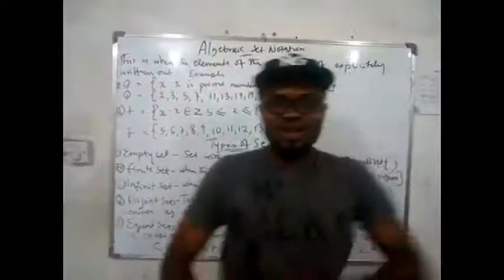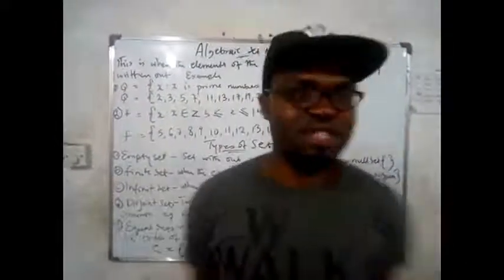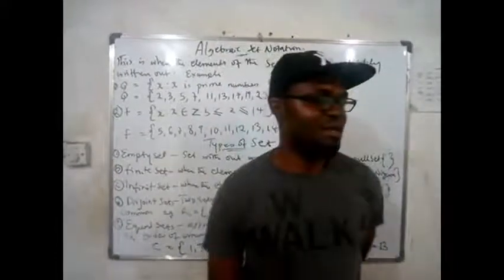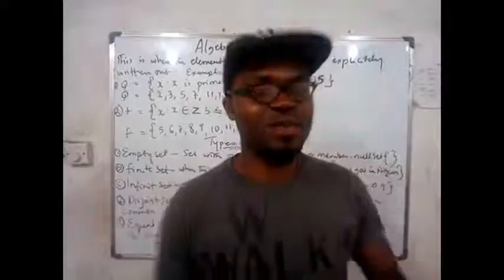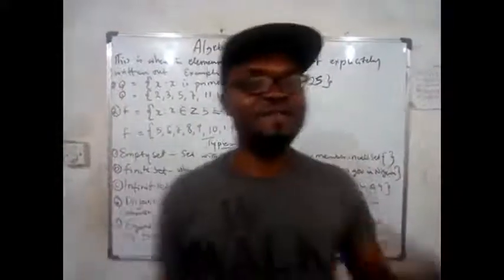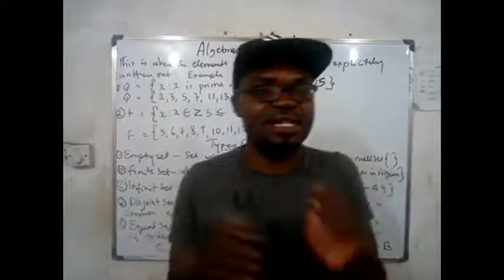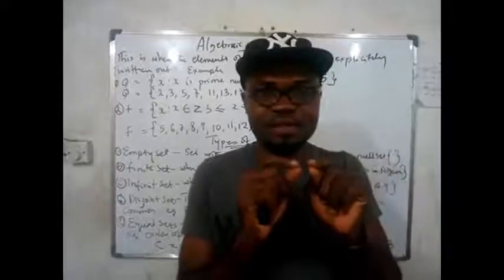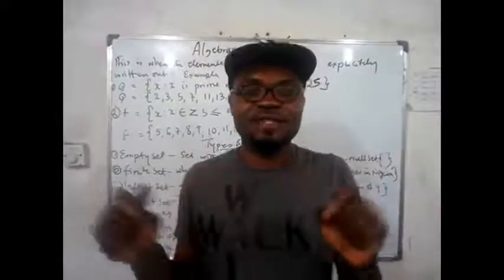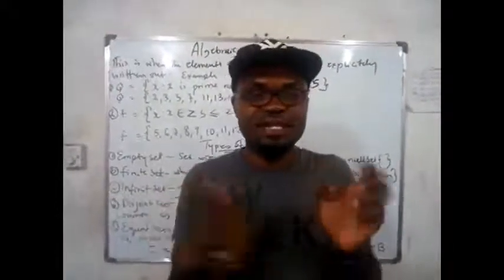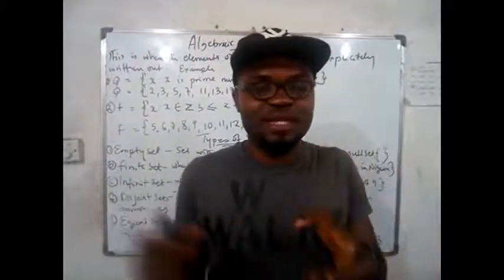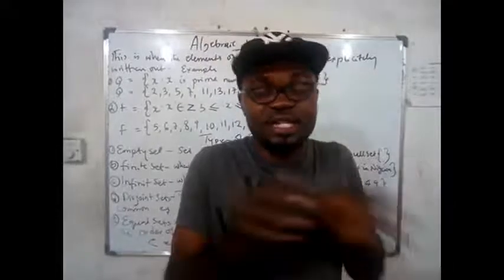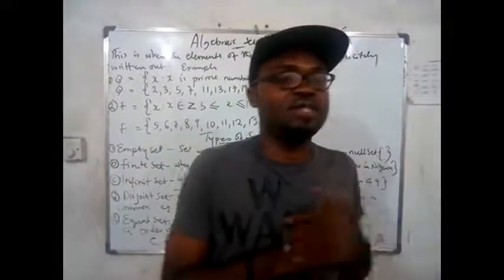Hello, welcome. Today we are going to be looking at algebraic notation of sets. And we'll also be looking at the different types of sets where we have empty sets. Empty set is any set that does not have any element. Finite set is any set that the elements can be counted. Infinite set is any set that the elements cannot be counted.